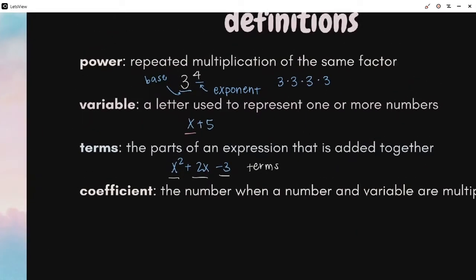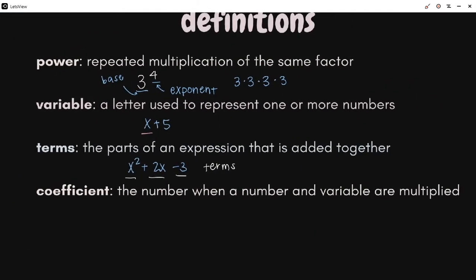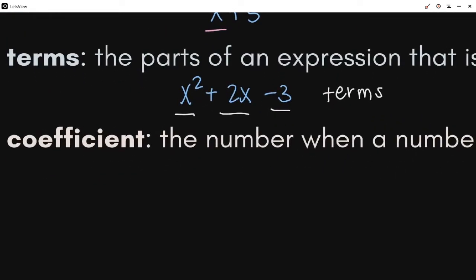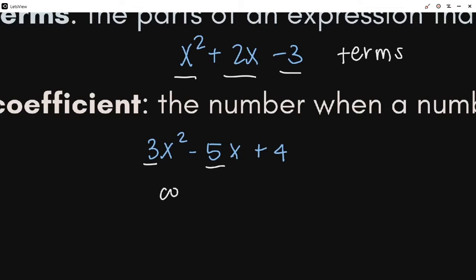And the coefficient is a number when a number and variable are multiplied. So if we have 3x squared minus 5x plus 4, the 3 and the negative 5 are the coefficients. And the 4 that doesn't have a variable, this is called the constant.